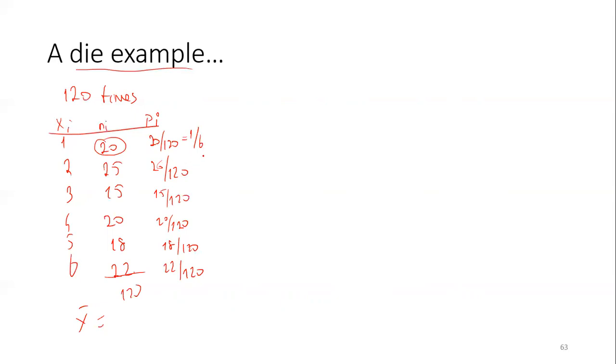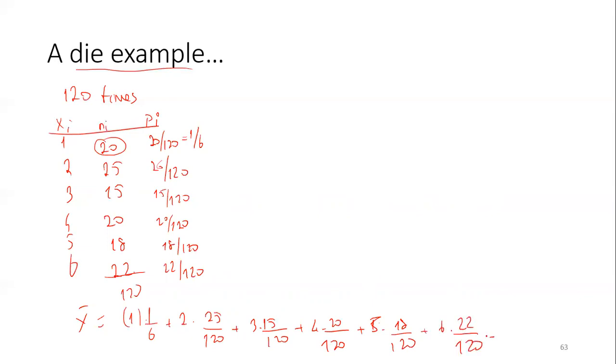What I will do is I will just calculate x bar using this. 1 times 1 over 6 plus 2 times 25 over 120 plus 3 times 15 divided by 120 plus 4 times 20 divided by 120. I know you get bored, but 5 times 20 plus 6 times 22 divided by 120. I don't know the result, but it's something very similar to 3.5. Let's say this is almost equal to 3.6. I'm not sure about the answer, but it's something around that.